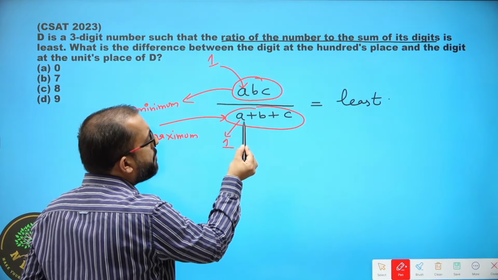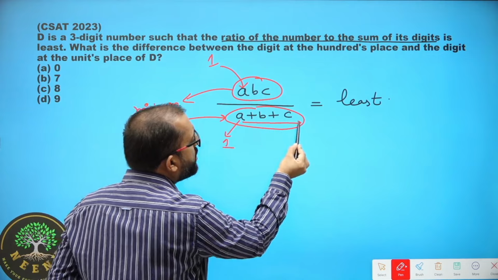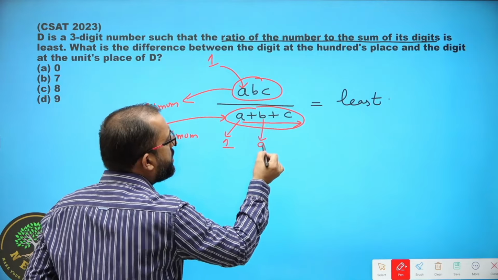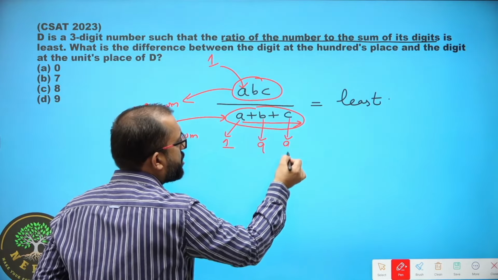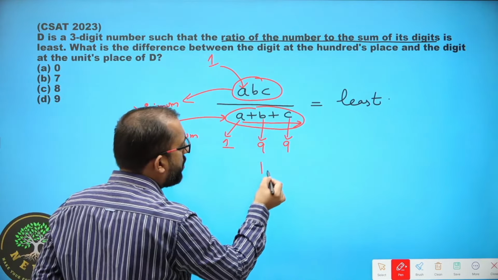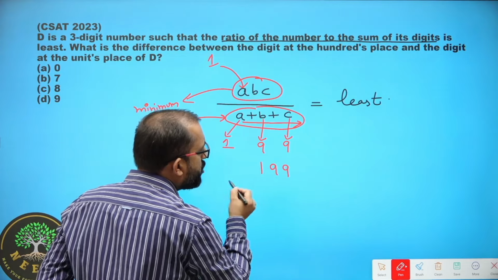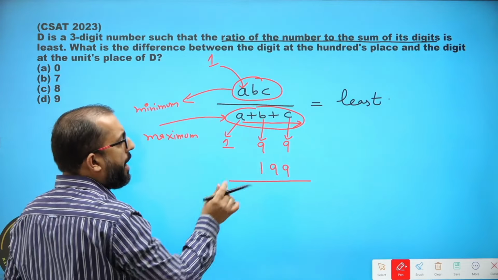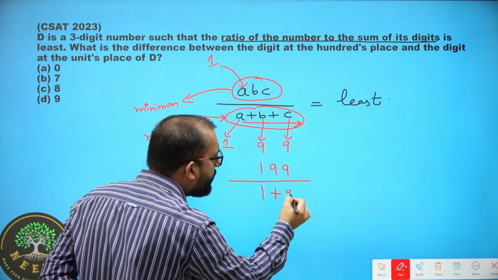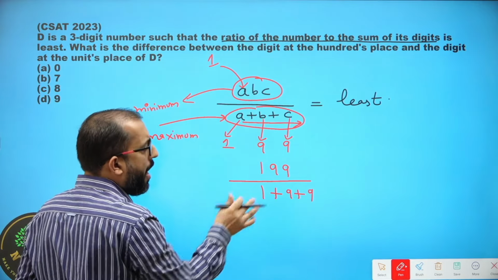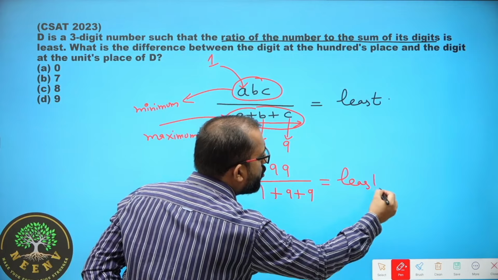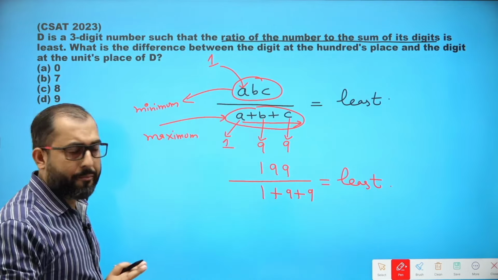Now at the same time, if you want the sum of digits to be maximum, then the remaining digits must be the highest possible. So in this way you will find out the number is 199 and this is the minimum 3-digit number whose sum of digit is maximum. And if you calculate this ratio will comes out to be the least one.